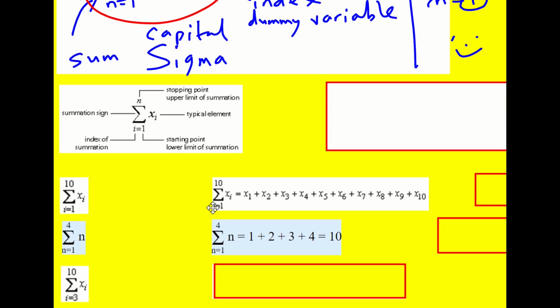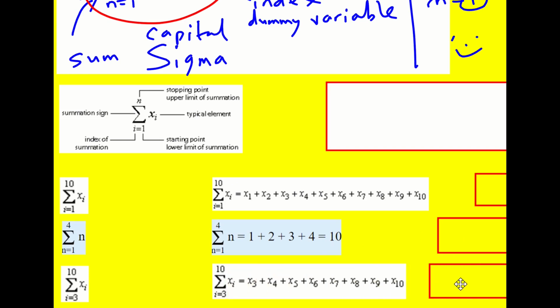What about this one here? Well, it's almost the same as the first one, but now my starting number is 3. So great, we don't always have to start at 1. We can just change it. This is x3 plus x4 up to x10.